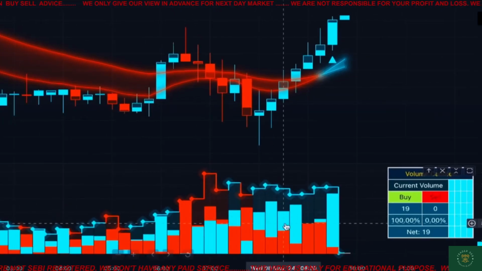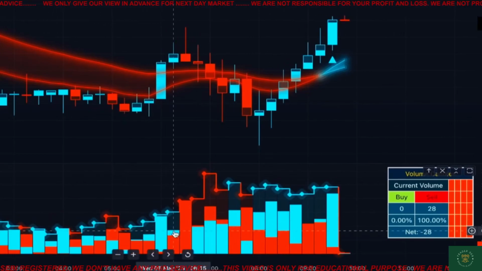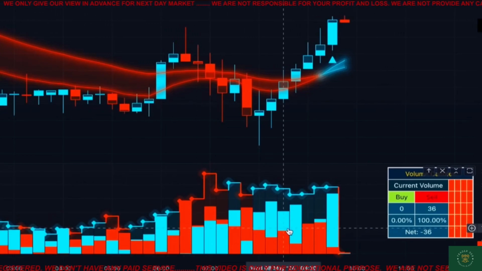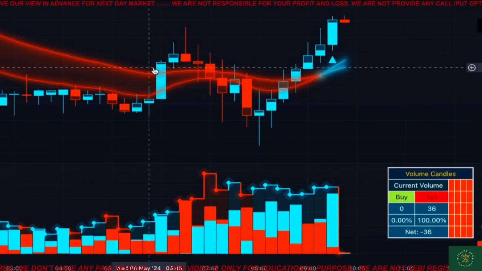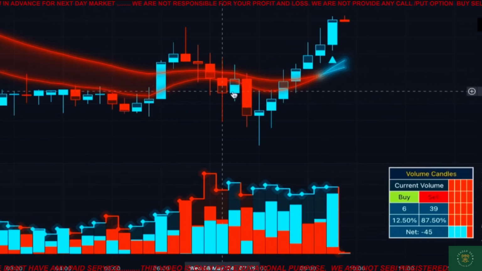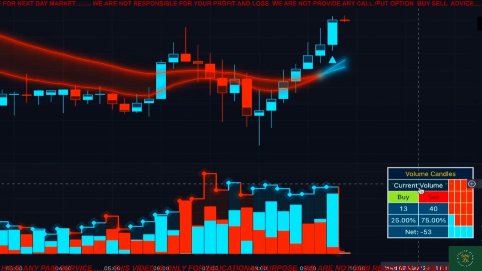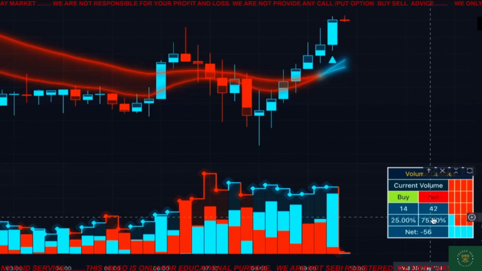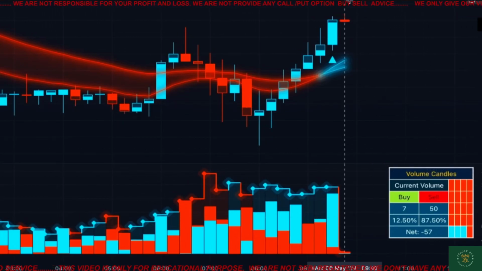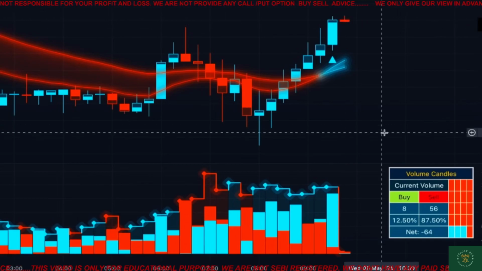Alright, as you can see in this indicator, we have volume bars but in a different appearance, and they are also reflected on the candles. We have also two moving averages with buy-sell signals, and we have also a table here that shows live information about the current candle that is forming on the chart. Let's begin with the table.